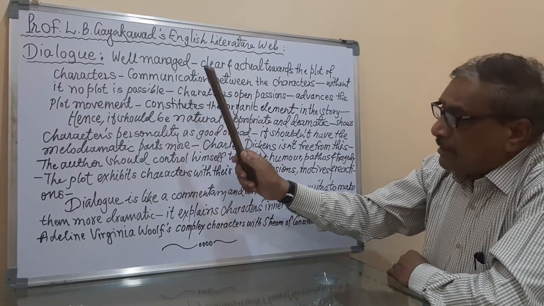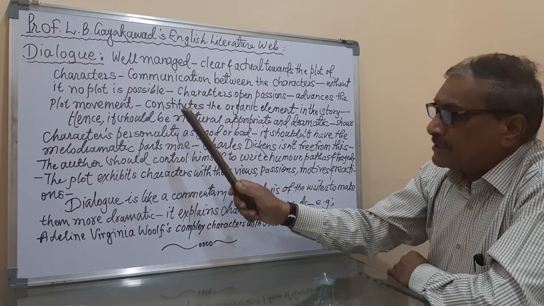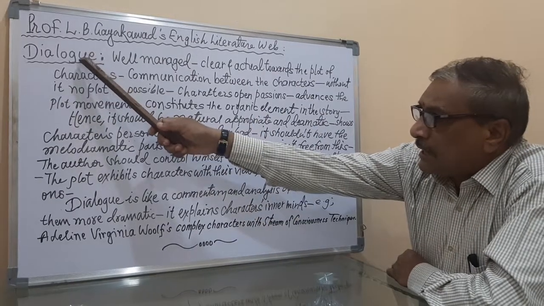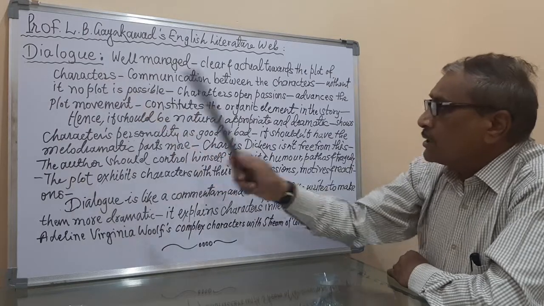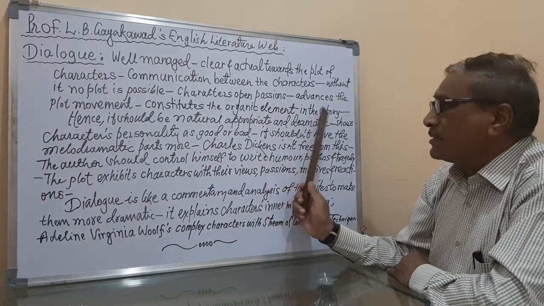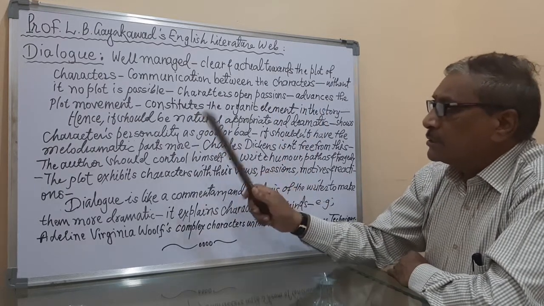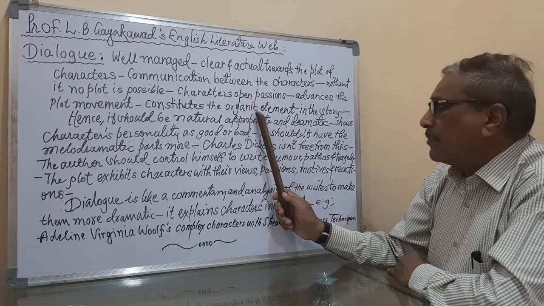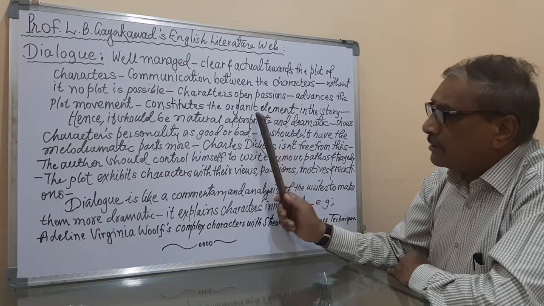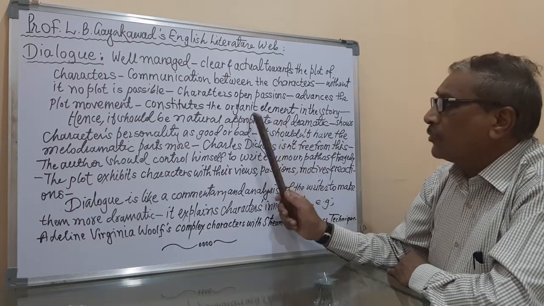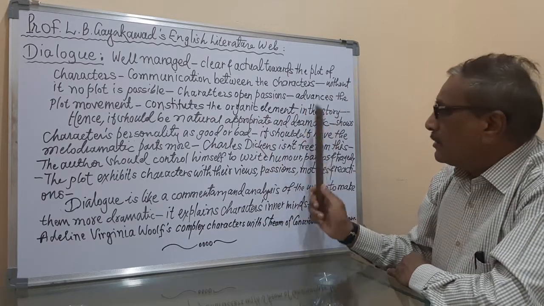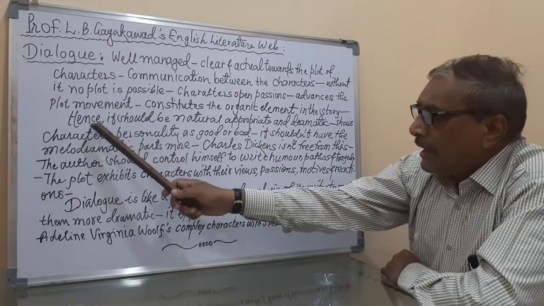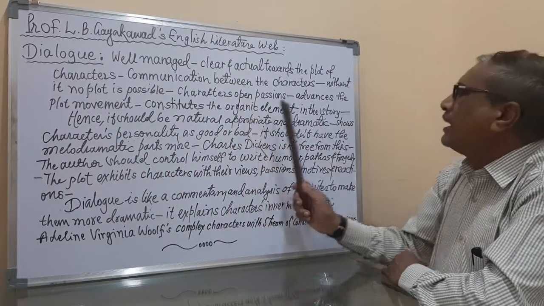So the writer, the novelist, the story writer, the dramatist should constitute the organic element in the story, because all these dialogues should be united. That's why it is said that the writer should make or create the dialogues with the organic element. Organic element means the unity of the dialogues, means what the characters are speaking, there should be unity of the dialogues in the story, and then the story will be very successful if there is the organic element in the dialogue. Hence it should be natural, appropriate and dramatic.